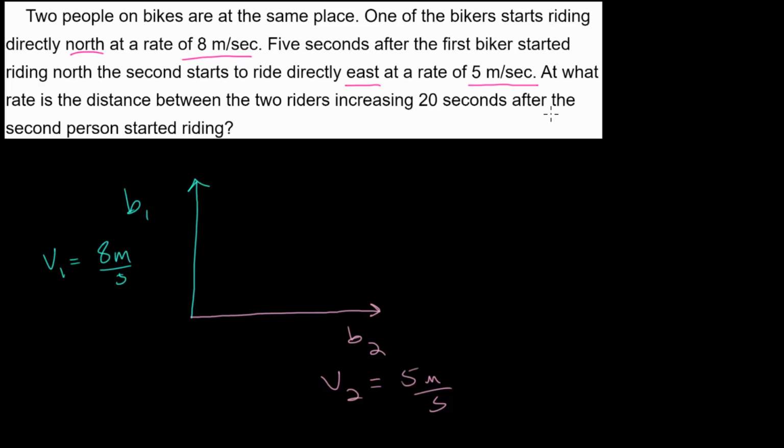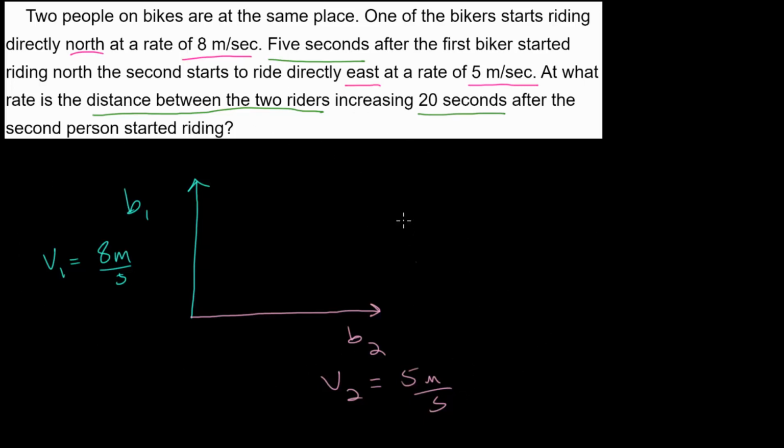And we also need to make note that this all happens 5 seconds after the first biker starts. So this second biker is getting a delayed start. And then the question is just asking, at what rate is the distance between the two riders increasing 20 seconds after the second person started riding? So we're looking at the distance between the two riders.